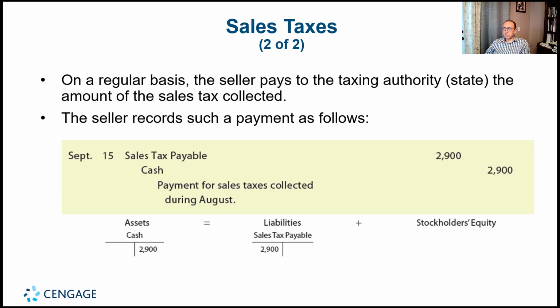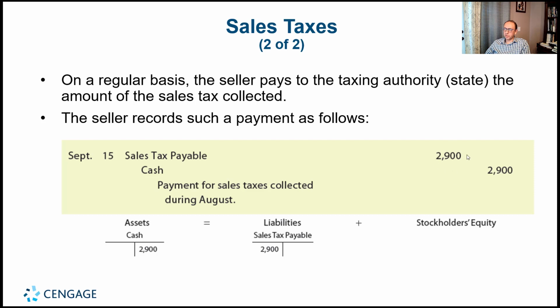On a regular basis, the seller pays the taxing authority or the state the amount of the sales tax collected. So at the end of, let's say, every quarter, we have to pay back the state all the sales tax that we collected. So the seller records such payment as follows. We have to reduce the liability, and we also have to pay cash, which would reduce our cash balance. So by reducing the tax liability or the sales tax payable, we're going to debit sales tax payable. Remember, tax payable is a liability. If we want to decrease it, it goes on the debit side.